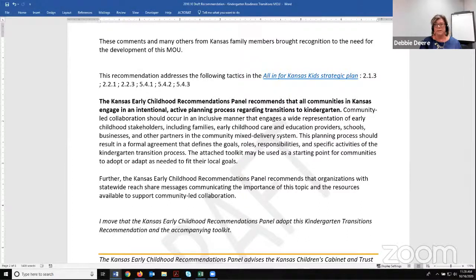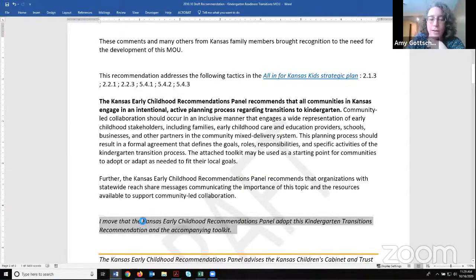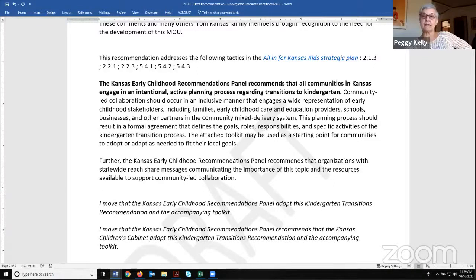Does that make sense? This is Amy Gotchamer. It seems inherent in our name that we make recommendations. We don't adopt anything. Although the wording sounds odd, it seems like the Kansas Early Childhood Recommendations Panel recommends that the Children's Cabinet adopt the kindergarten transitions recommendation and the accompanying toolkit. That does make more sense. Is that what we're doing?